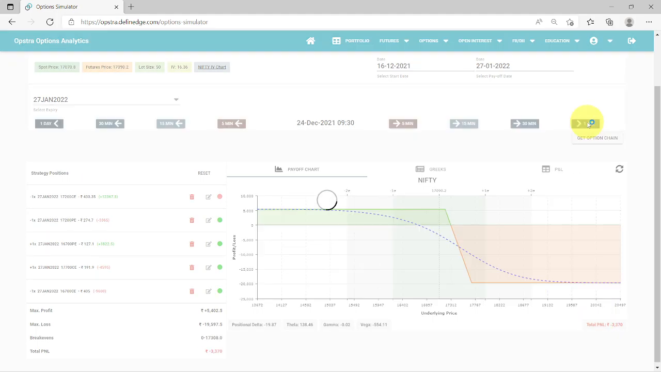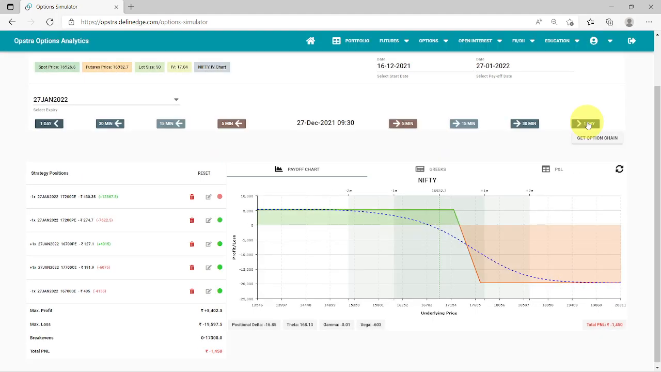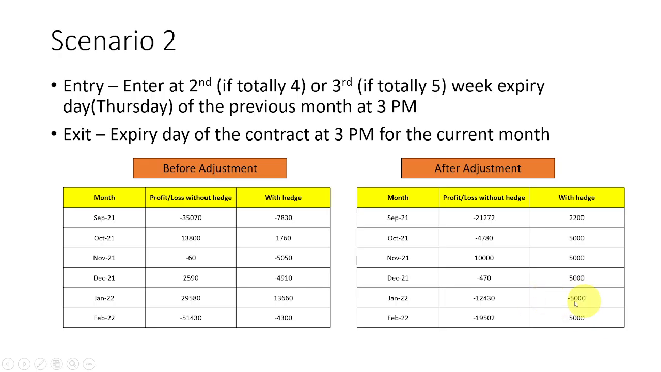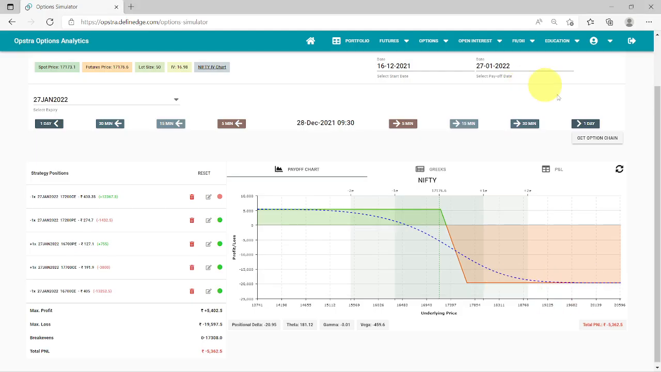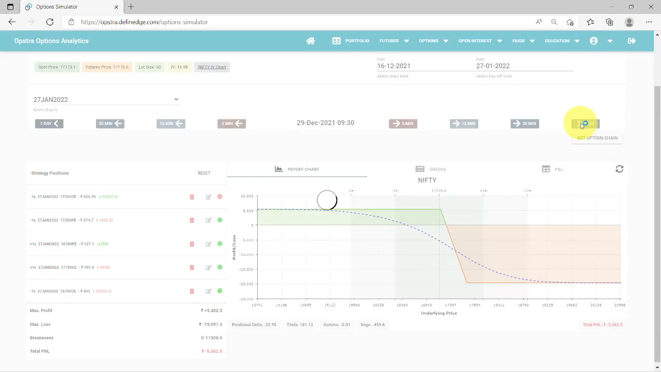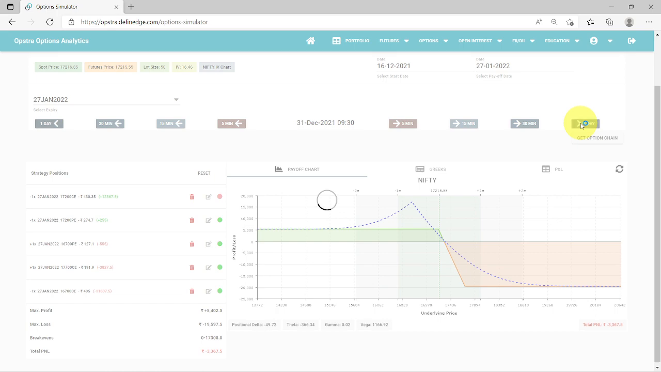Keep a look at the MTM as well. Okay, so the MTM has reached 5,000. So I'll say we had better exit this position with a 5,000 loss. Let's not carry it over 5,000. It will be a headache for us. Let's see, if we had not booked the loss, where it goes.